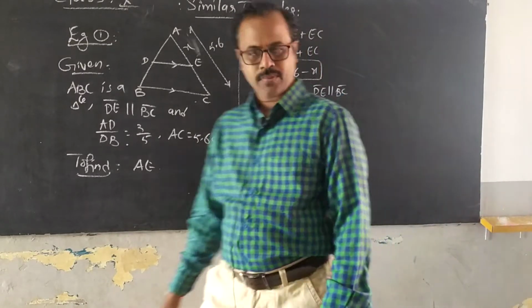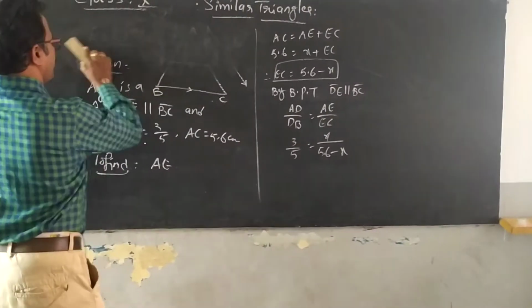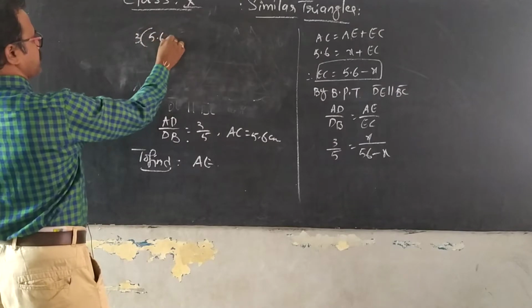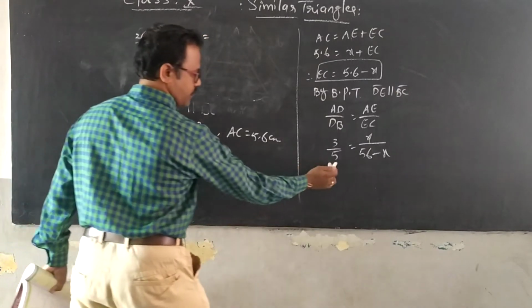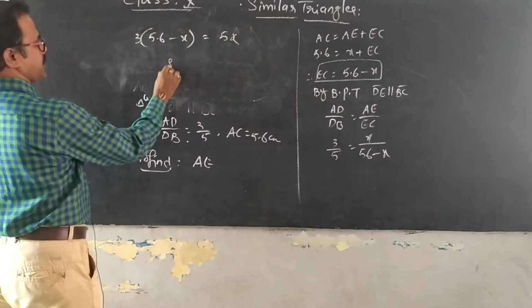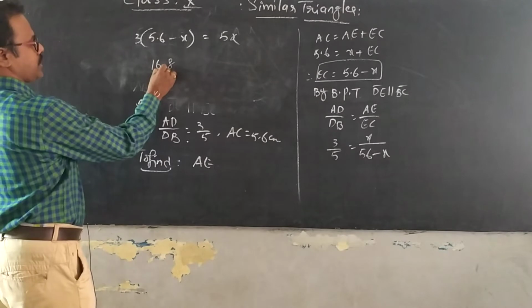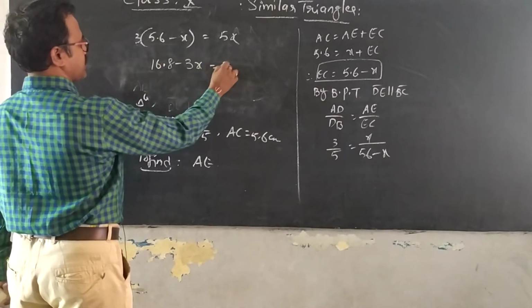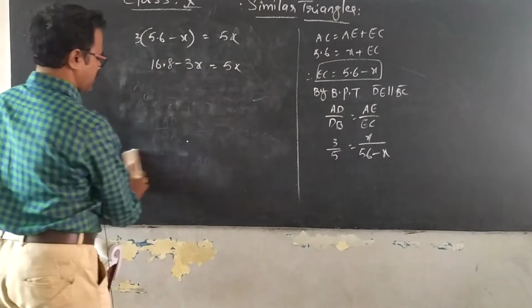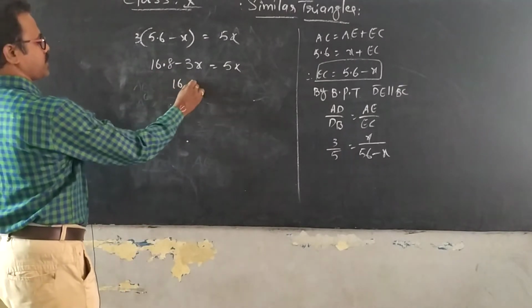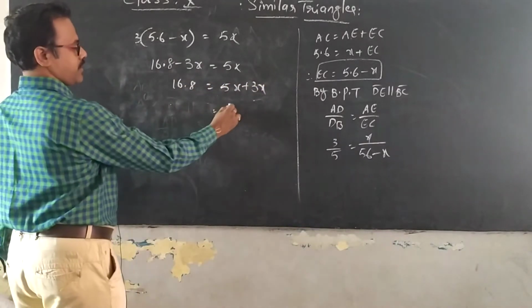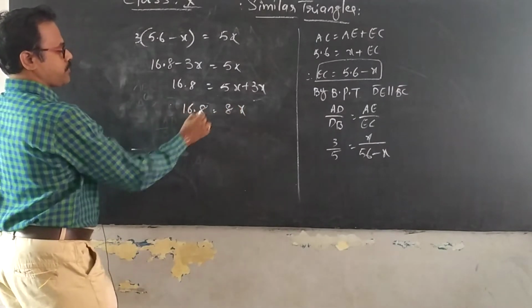Now make the cross multiplication. So what do you get? 3 into (5.6 minus X) is equal to 5X. Now I multiply: 3 into 5.6 is 16.8, so 16.8 minus 3X is equal to 5X. Now take the minus 3X to the right side, which gives plus 3X. 16.8 is equal to 5X plus 3X. So 8X is equal to 16.8.